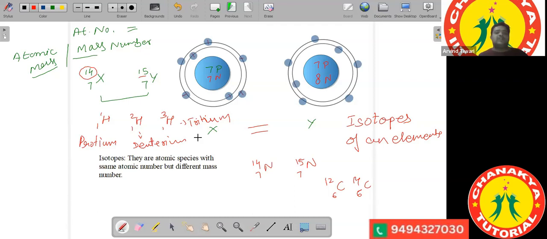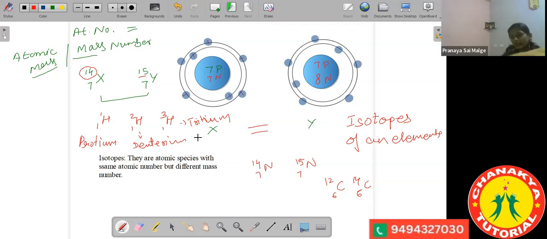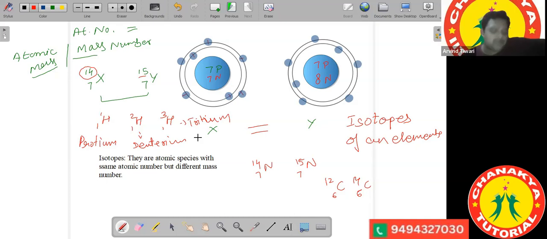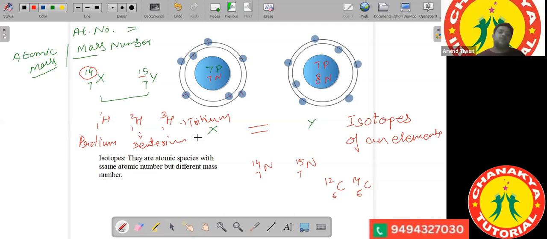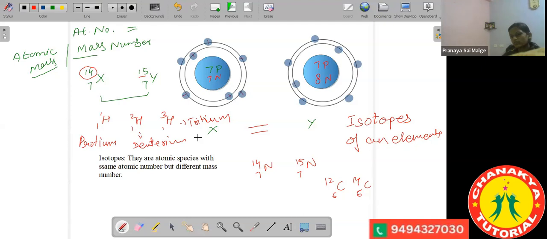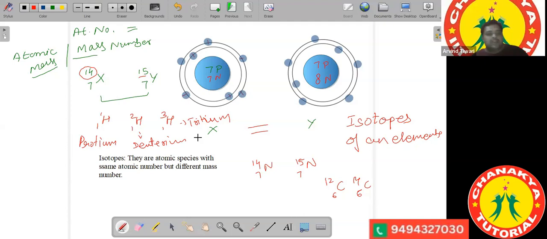How many neutrons are there in protium? Do they even have any neutrons? They don't have any neutrons. The atomic number is 1 and the mass number is also 1. So if you subtract 1 minus 1, it would be 0. So they have 0 neutrons.